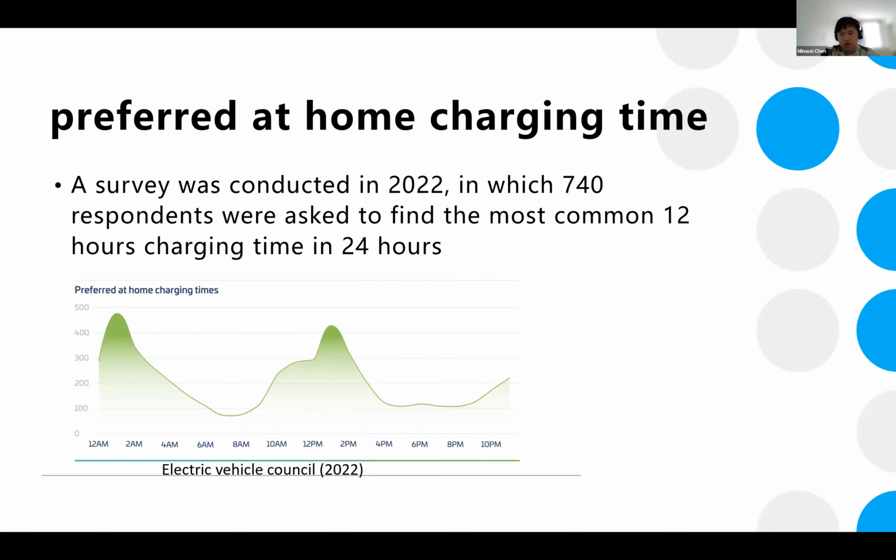In addition, the Electric Vehicle Council also shows a survey in 2022, in which 714 respondents were asked to find the common 12 hours of charging time in 24 hours. For the simulation time period, I will base it on the two peaks in the data, midnight and noon. Which means I should do the simulation from 12 a.m. to 2 a.m. and 12 p.m. to 2 p.m.